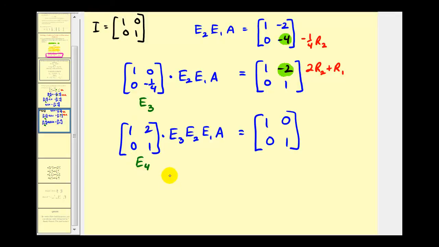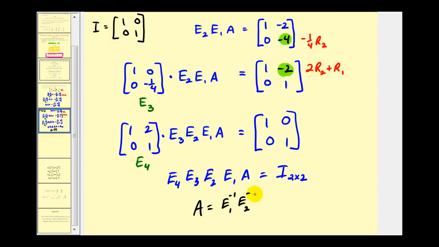So what we have found is E sub 4 times E sub 3 times E sub 2 times E sub 1 times matrix A is equal to the 2 by 2 identity matrix, which means the elementary matrices that have a product equal to matrix A is going to be equal to the inverse of E sub 1 times the inverse of E sub 2 times the inverse of E sub 3 times the inverse of E sub 4. We can leave off the identity matrix because remember that's like multiplying by 1. So this is the product that we're being asked to find.